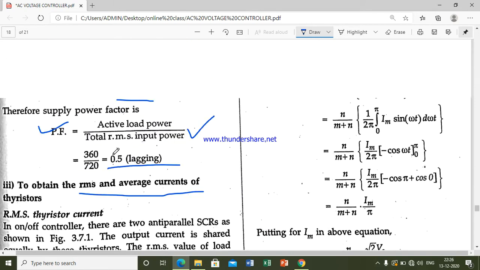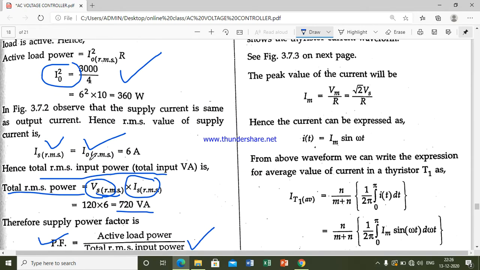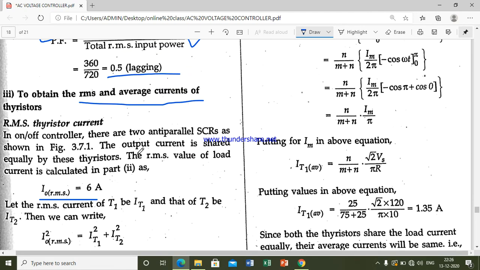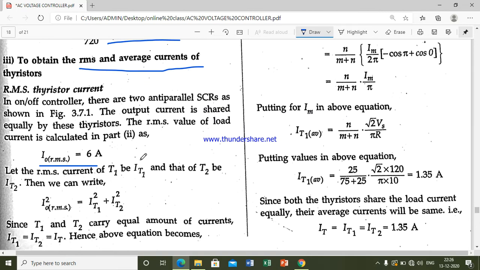Next, to obtain RMS and average current of the thyristor, here we have already got I naught RMS as 6 amps, which is nothing but IS RMS, so I got that one as 6 amps. The RMS current of T1: actually here we have used two anti-parallel SCRs. For SCR T1 it is IT1, for T2 it is IT2.